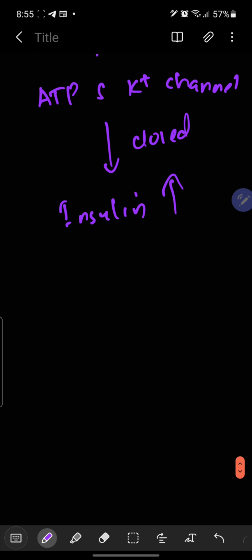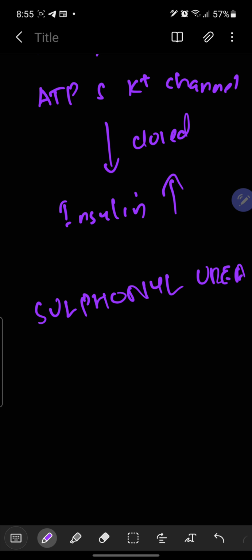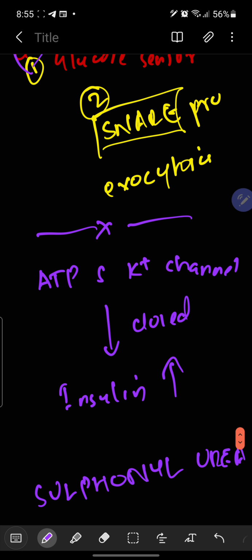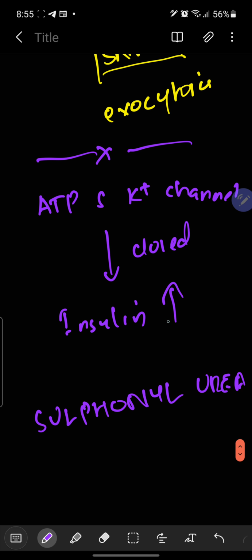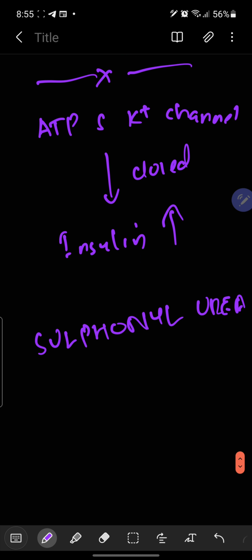So there are certain drugs which are called sulfonylurea. These drugs will close the ATP sensitive potassium channels, and hence increase the insulin secretion. So this is given in treatment for diabetes mellitus. Sulfonylurea is given for diabetes mellitus.